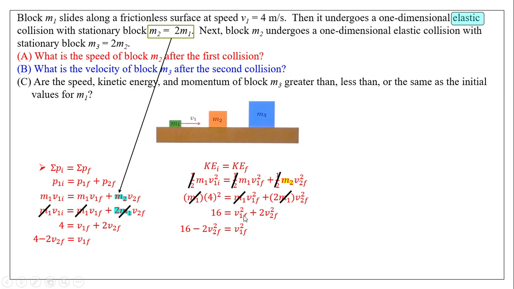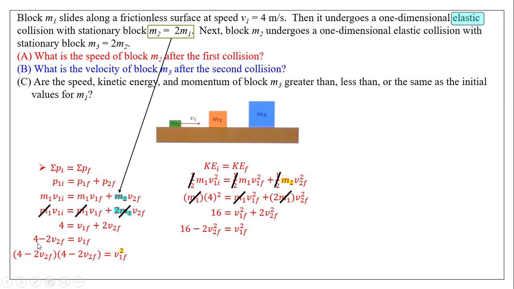All right, so to get V1F squared by itself, I'm just going to subtract 2 V2F squared, and that will move to the left side of the equal sign, which will make it negative. So here I have 16 minus 2 V2F squared equals V1F squared. Well, this is V1F squared. On the left side, using conservation of linear momentum, this is only V1F. So in order to get V1F squared, I'm just going to square both the left side and the right side. So I'm going to square the right side, which makes it V1F squared.